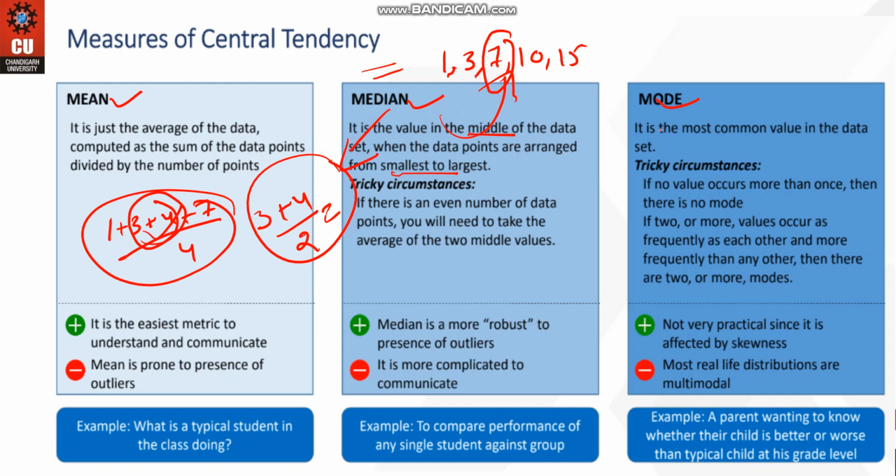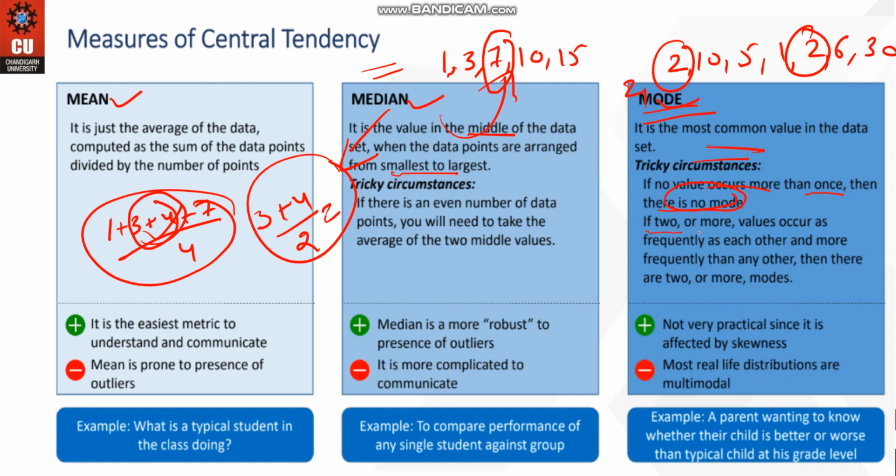Mode is just the most common value in the data set. Like we have elements 2, 10, 5, 1, 2, 6, 30. In this case 2 occurs 2 times, or it may occur 3 times or more, meaning the most frequently occurring item serves as the mode. If no value occurs more than once, then there is no mode.